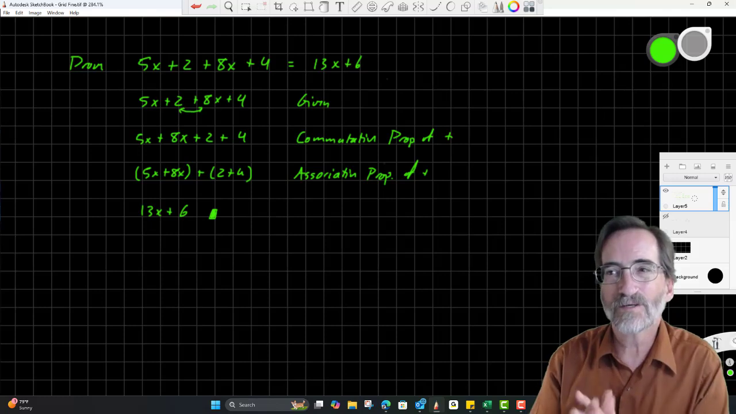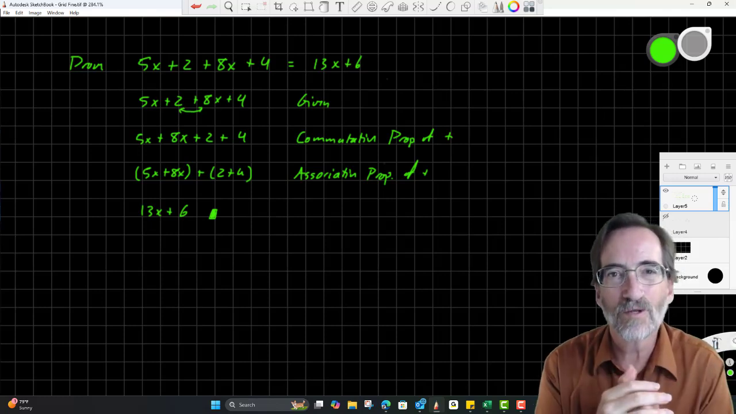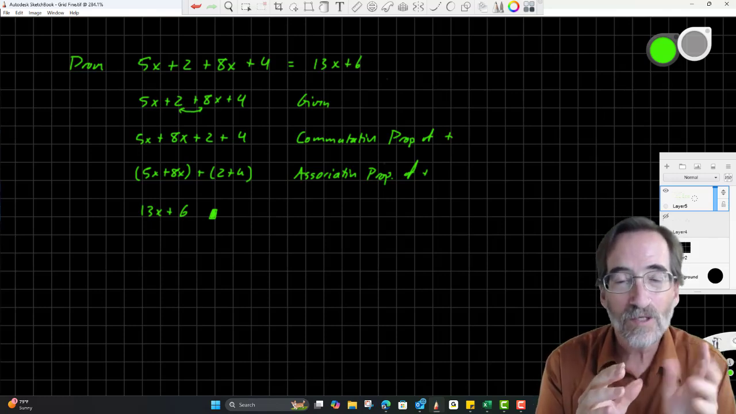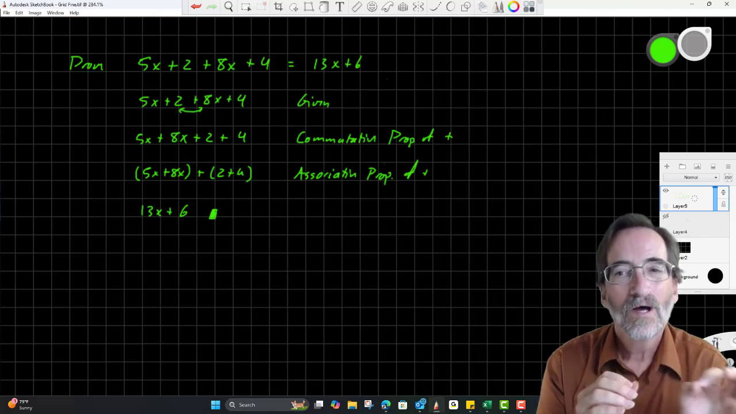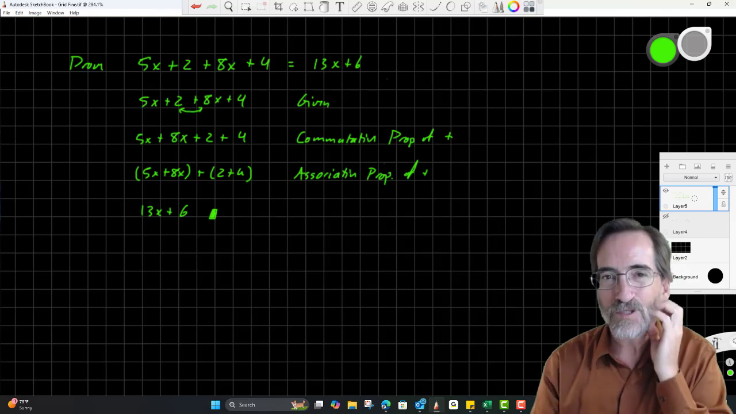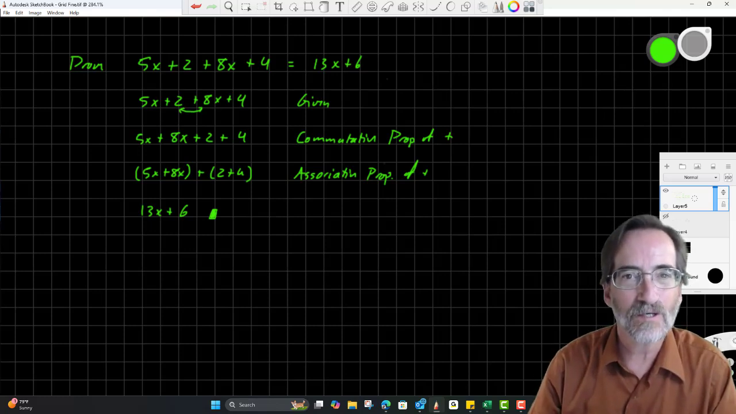All right, that's really about all there is to it. There's all kinds of examples where you can change the parentheses. Not change the order, because when you change the order, you're using the commutative property. But when you change the grouping, change the parentheses, you're using the associative property.